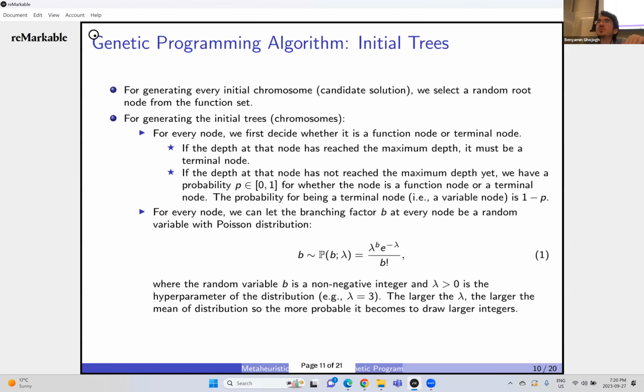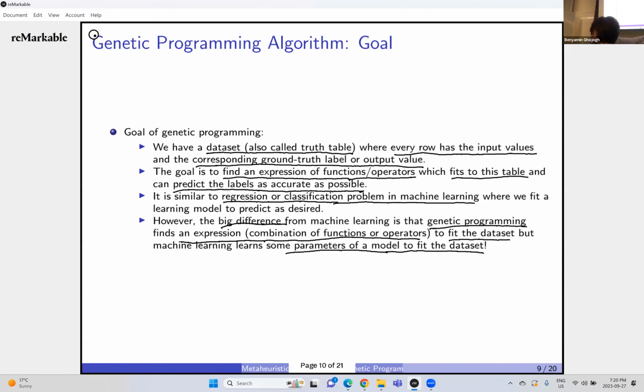In machine learning, in other words, my function is fixed. My parameters are tunable. For example, the function might be a neural network. The function might be a linear function, as in linear regression. The function is fixed. So in machine learning, function is fixed; parameters of the function are learnable, are tunable. However, in genetic programming, the function itself is tunable. It's not fixed.